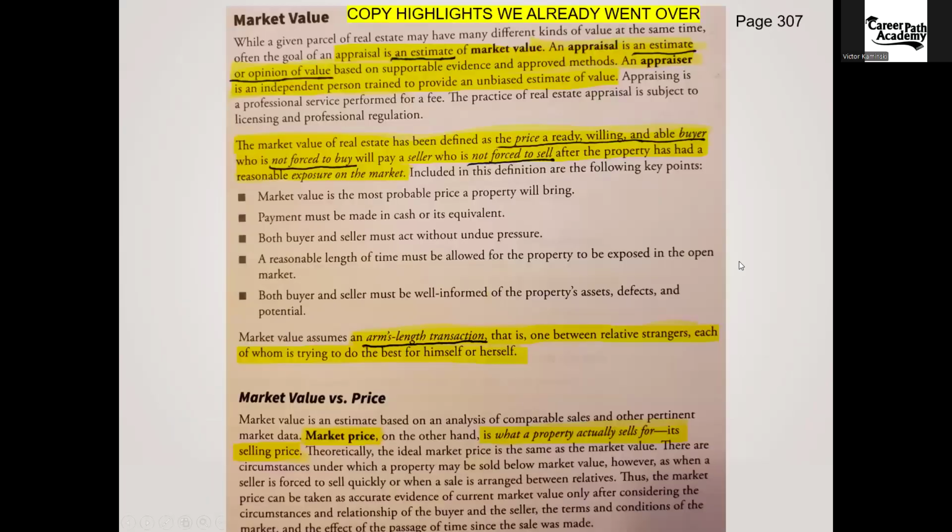All right, so let's do the highlights on that now. Market value, arm's length transaction, and market price. In a perfect world, the market price and the market value are one and the same. The market price is what the property actually sells for. It's the selling price.